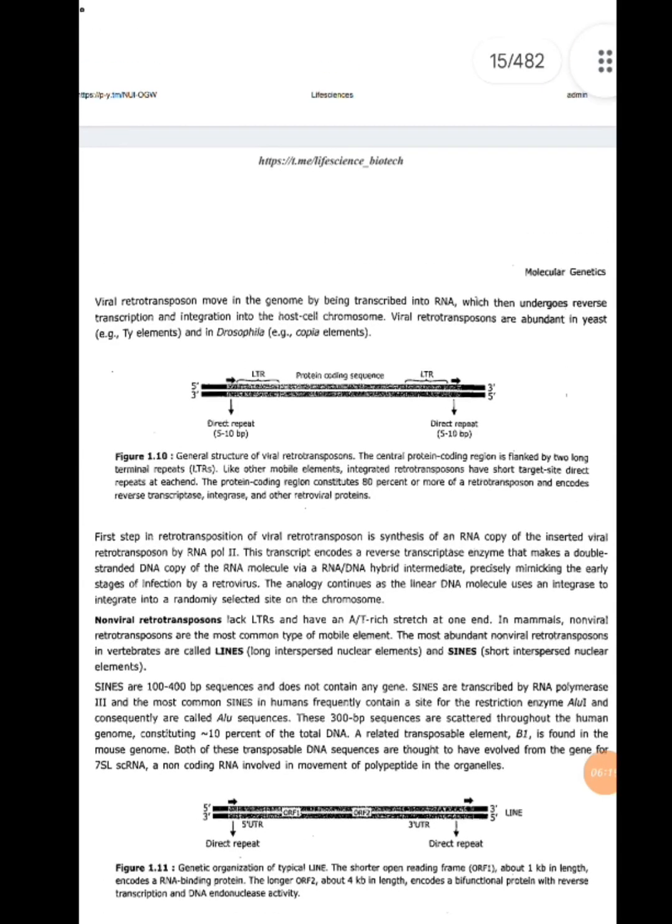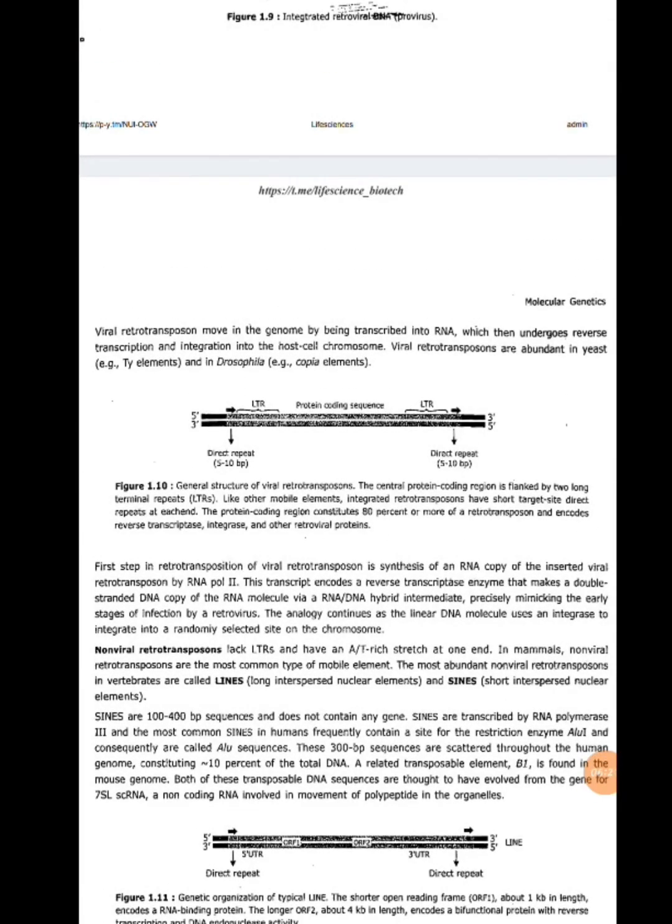So this is the general structure of a viral retrotransposon, where you can see the direct repeat, then the LTR, then the protein coding sequence.